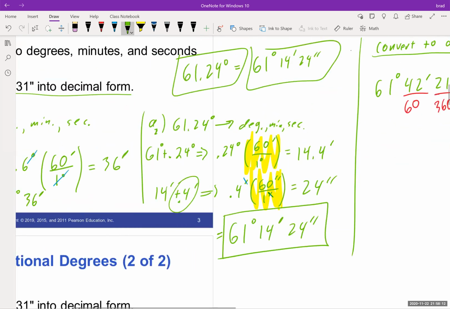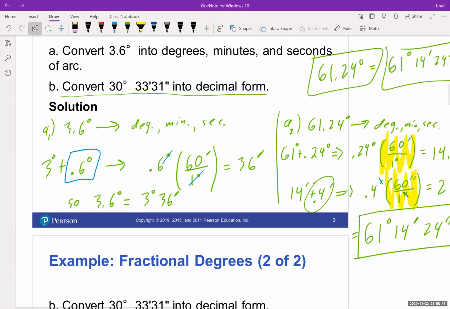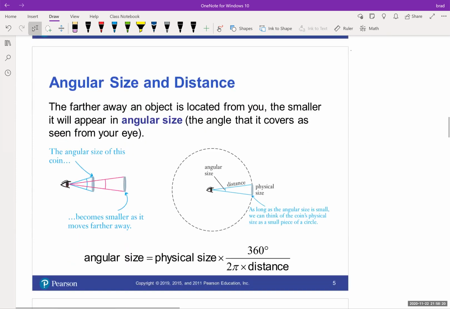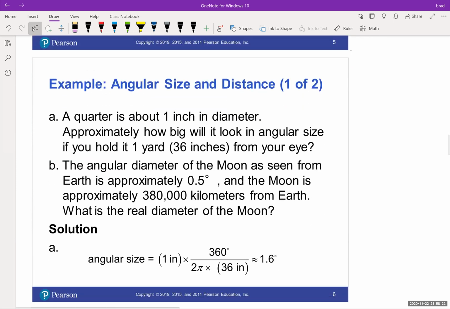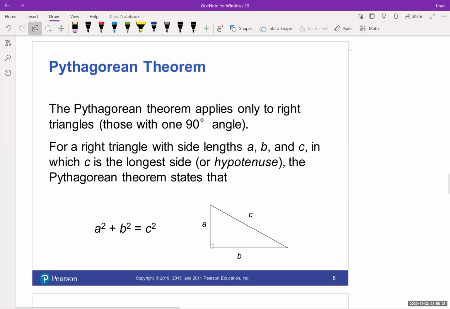So I just wanted to show you guys that. So let's move on. So fractional degrees, we already did that. Angular size and distance, I'm actually going to skip this. Not too concerned about this for our class. I want to focus more on similar triangles and the Pythagorean theorem.